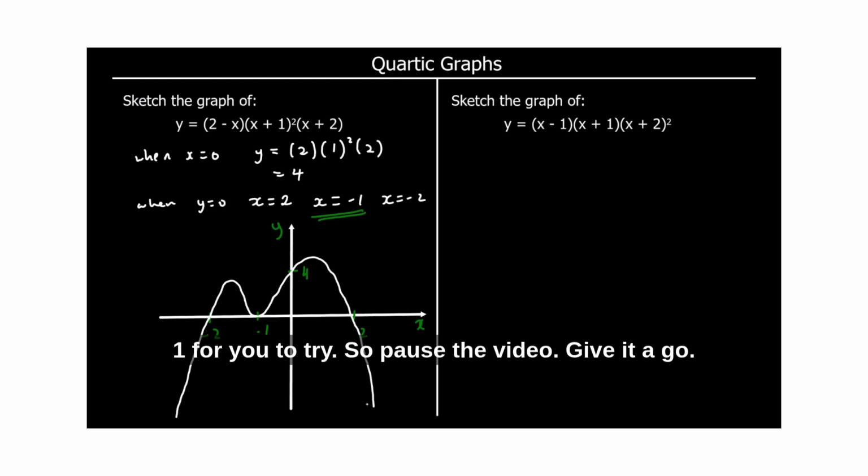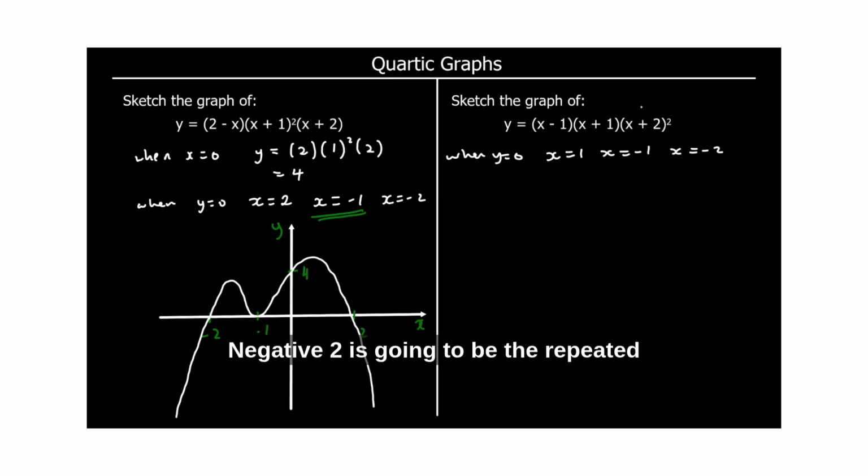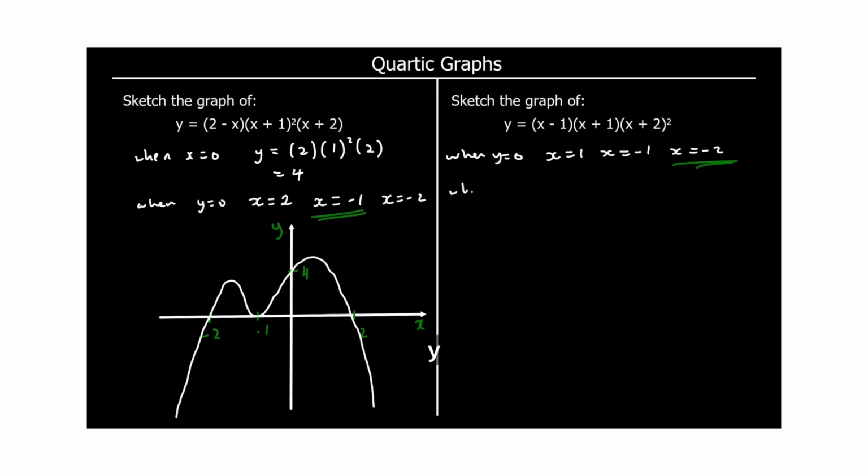One for you to try. So pause the video, give it a go. So when y equals 0, x can be 1, -1, and -2. -2 is going to be the repeated root. And when x equals 0, y is -1 times 1 times 2 squared, which is -4.